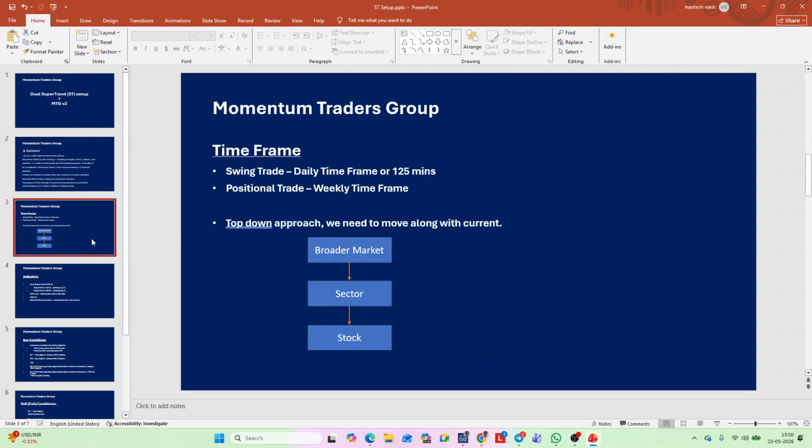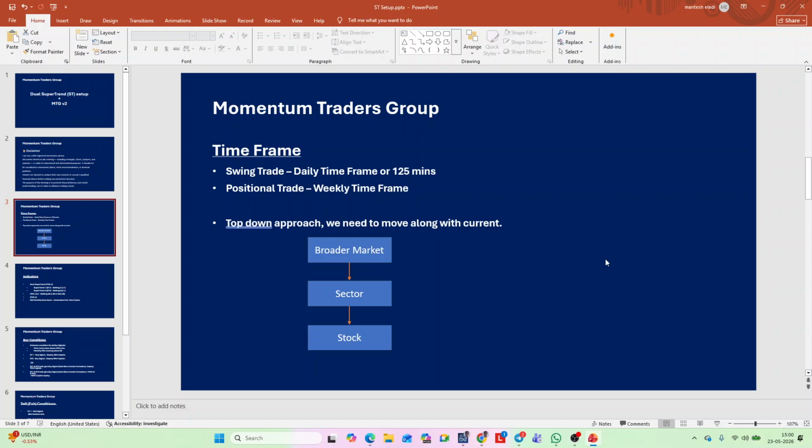So let's begin, friends. As I mentioned, this dual super trend setup can be used for swing trade as well as positional trade. When I say swing trade, here we will use the daily time frame, and in some cases, if you want to take quick trades, you can switch to the 75 or 125-minute time frame as well. Let's stick to the daily time frame in this video and discuss in detail.